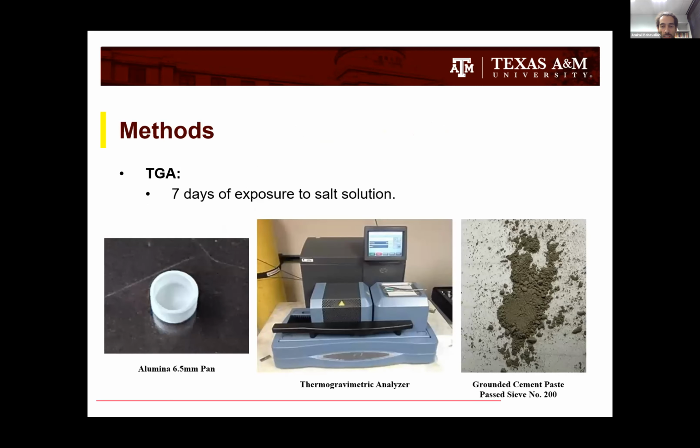Here in this slide, you can see the device that we used, which is a thermogravimetric analyzer. The right picture shows the ground cement paste passing sieve number 200. And on the left side, you can see the alumina pan, which was used for this test. We used alumina because we heated our samples until around 900 degrees, so we couldn't use aluminum pans.